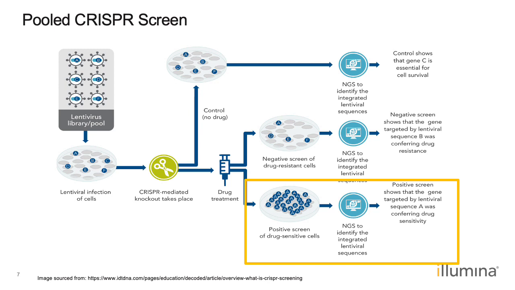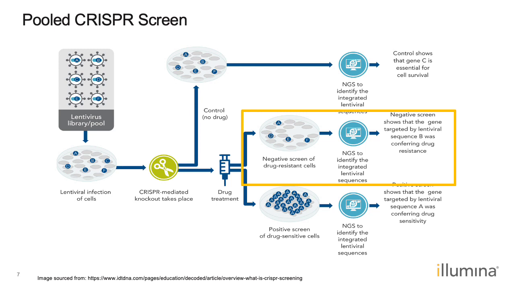Now, you can see that in this example, we are only detecting cells infected with the A lentivirus after sequencing, and thus that particular gene may be related to sensitivity of a particular treatment in this cell line that, when knocked out, allows the cells to survive and thus may be related to sensitivity here.